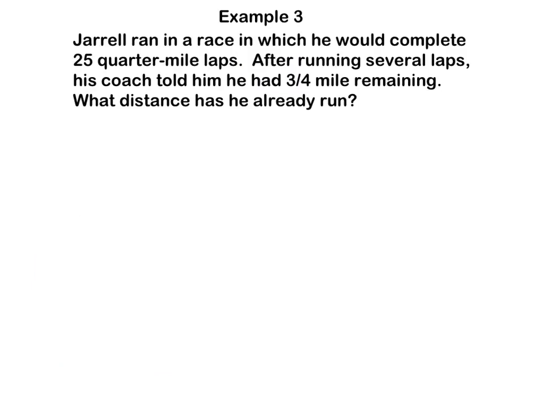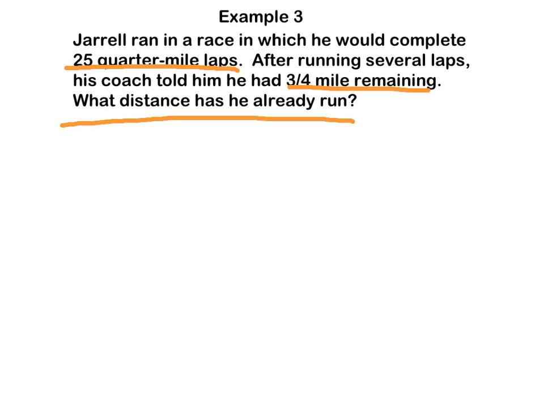Let's take a look at example number 3, our last example. Jarrell ran in a race in which he would complete 25 quarter-mile laps. After running several laps, his coach told him he had 3/4 of a mile remaining. What distance has he already run? So let's underline some of the most important information. So we know that total, Jarrell is going to run 25 quarter-mile laps. After running several laps, his coach told him he had 3/4 of a mile remaining. So our question is saying how much is the distance that he has already run.